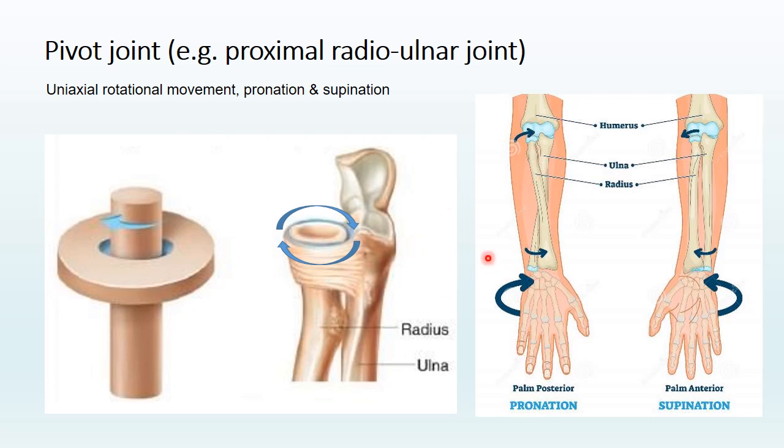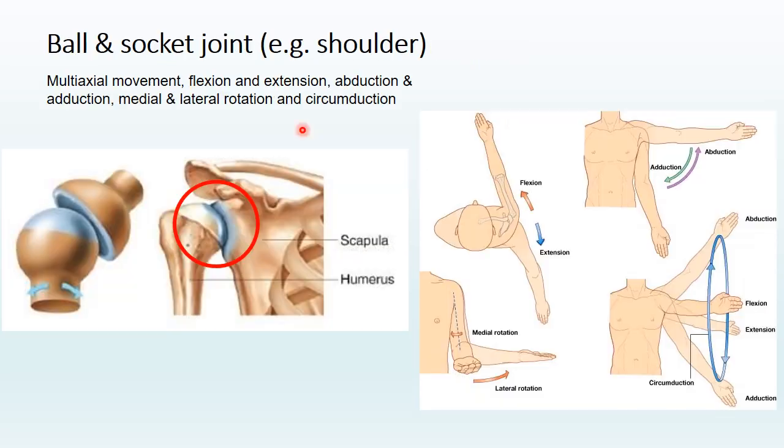Example of that is the proximal radio-ulnar joint between the bones of the forearm. واحدة اسمها radius واحدة اسمها ulna. So at this joint the movements of pronation and supination occur. Remember the rotational movement of the hand and forearm, pronation and supination. This is a pivot synovial joint.